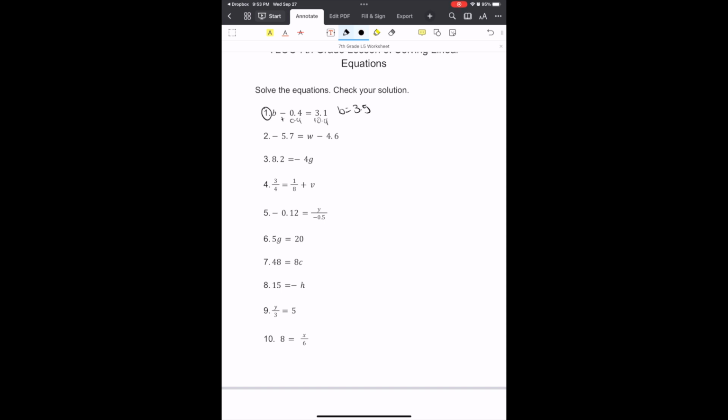Alright, now let's do number 4. So you have 3/4 is equal to 1/8 plus v. So first what you want to do is have all the fractions have the same denominator. So once you simplify that, you'll have 6/8 is equal to 1/8 plus v. Then you want to isolate the variable, so subtract 1/8 from both sides. So you get v is equal to 5/8.